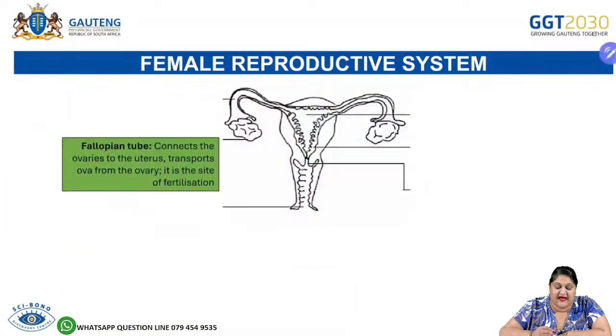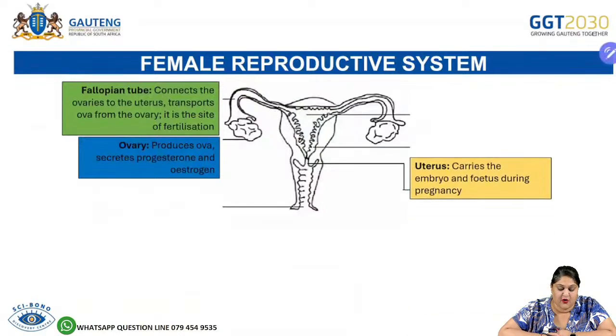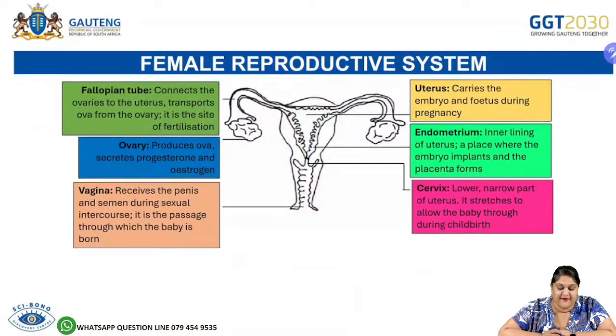Right, let's go through all. I actually spoke to you about a lot of the functions, but let's go through it. The fallopian tube connects the ovaries to the uterus, and they transport the ova from the ovary, and it is the site of fertilization. The ovary produces ova. I just want to put all of them up here. The ovary produces ova and secretes progesterone and estrogen.